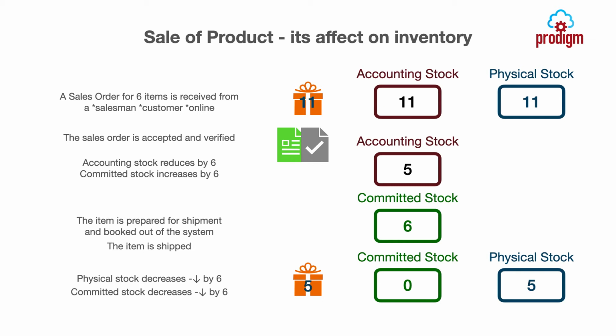The item is prepared for shipment and booked out to the system. The item is then shipped, but the committed stock is 6 because we have that sales order for 6. Once the product is shipped, then the committed stock becomes 0 because we've already delivered it, and the physical stock, what we can see in this warehouse, is 5.